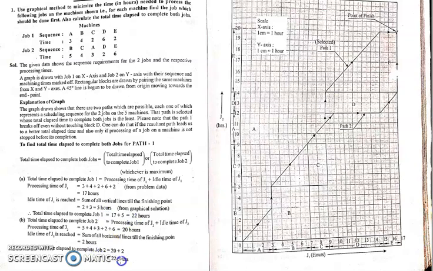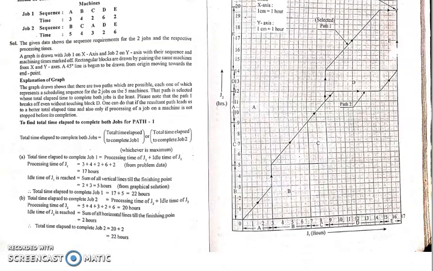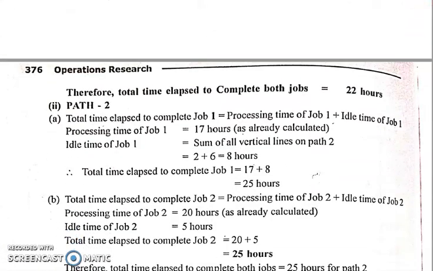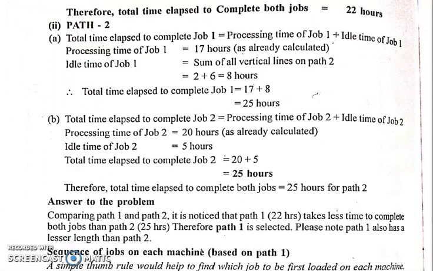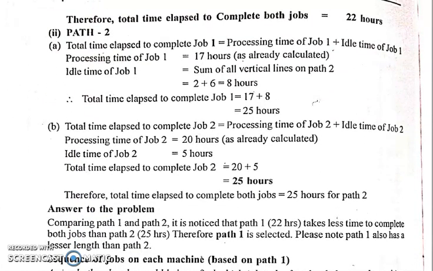In the same way, you have to go for path 2. So here is path 2. You just go through path 2. Here is the processing time. Anyway, the processing time is the same, no matter whether it is path 1 or path 2, because it is fixed. That is 17 hours, and the processing time of J2 is 20 hours. It is already calculated, right?